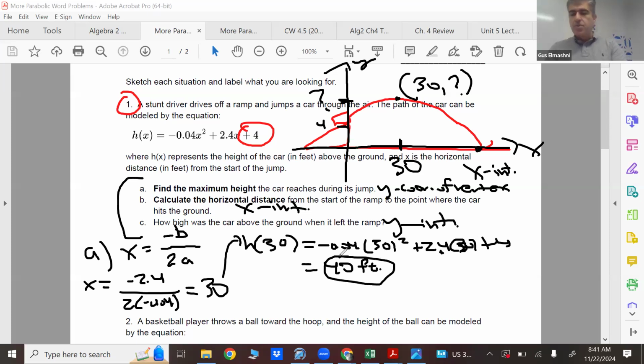And that's just calculator work. This is totally the calculator portion of the test. So that's how high the car reaches, 40 feet. So 30, 40. Right. But what you want to report is 40 feet because that's what the question is asking.